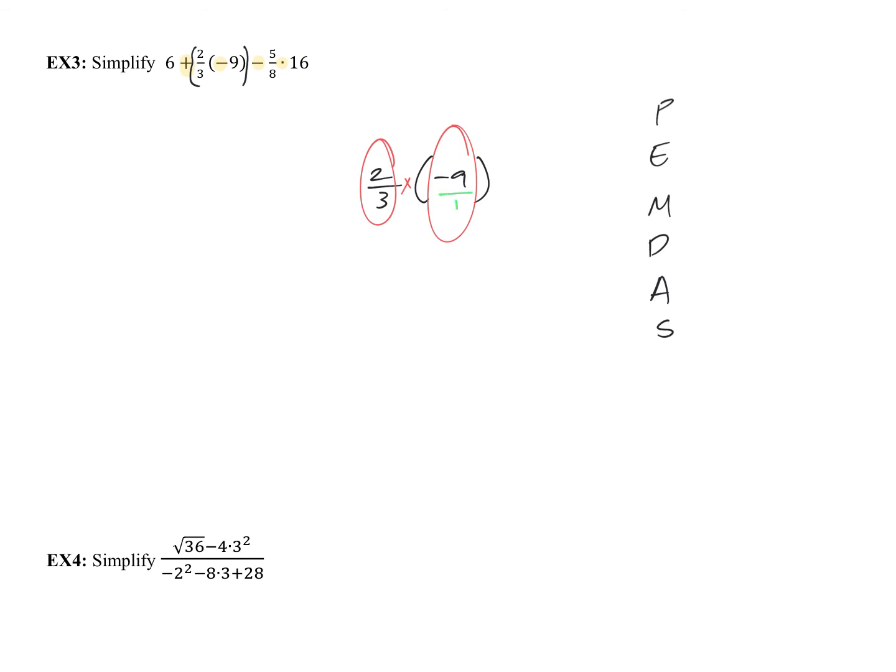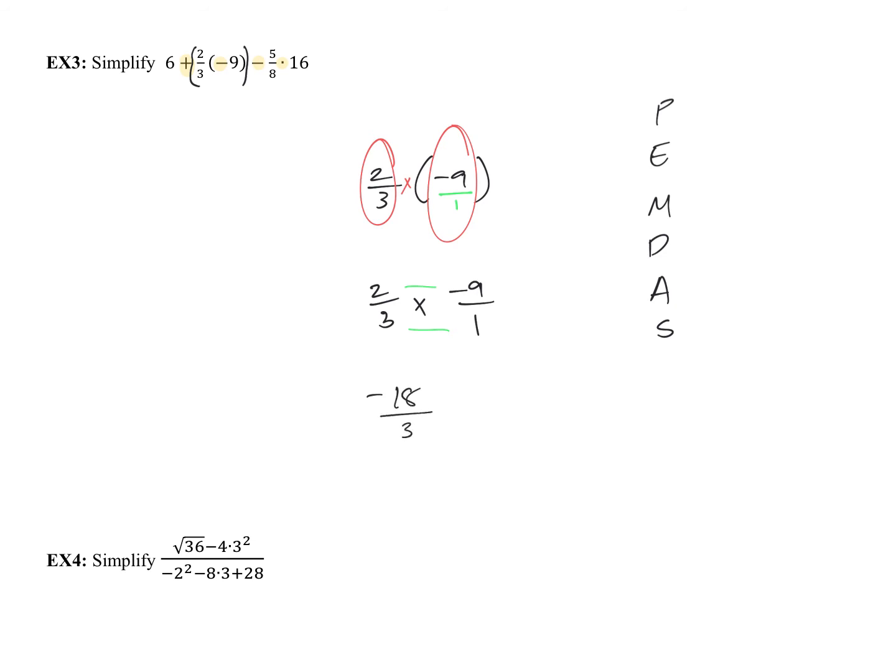So now, what do we have here? We have -2 over 3 times -9 over 1. Okay, so once we do this, we can go ahead and multiply across. So with multiplication, you can multiply straight across. You cannot do that with addition. Multiplying straight across, we get -18 divided by 3.